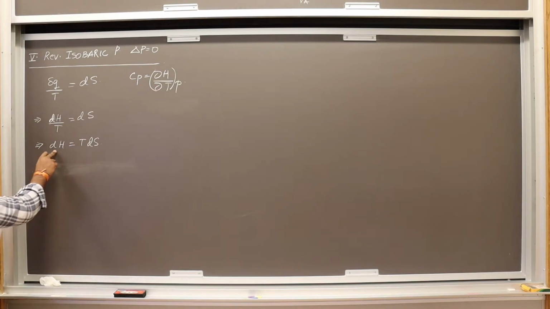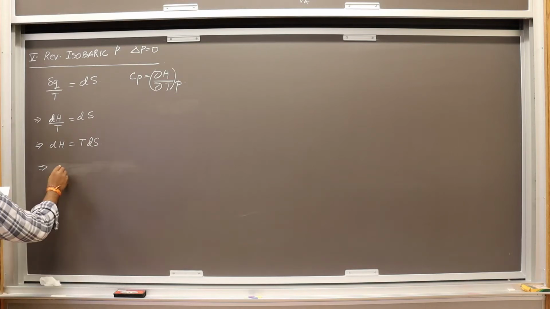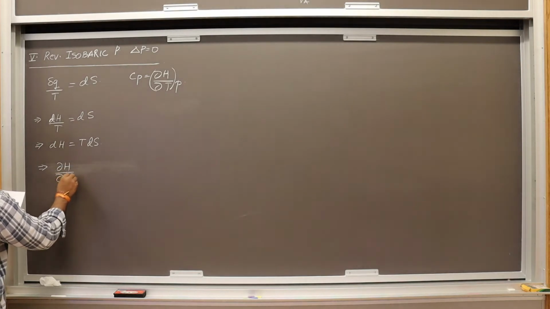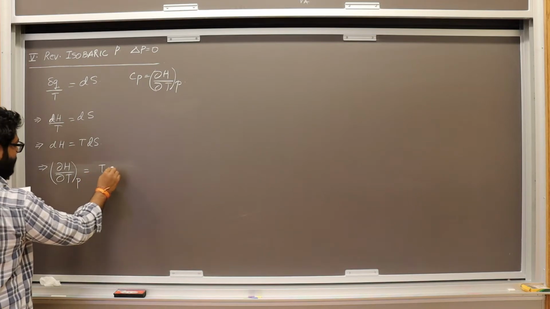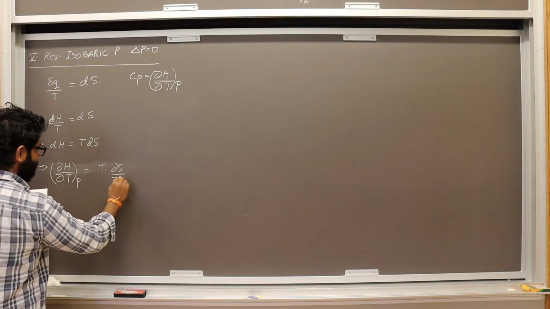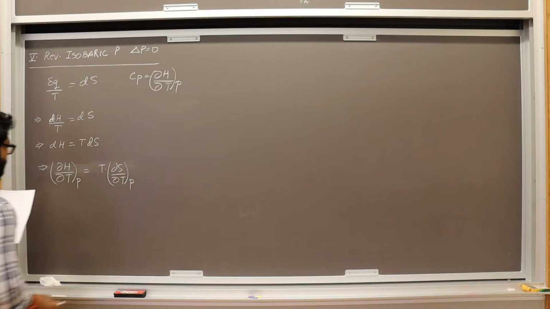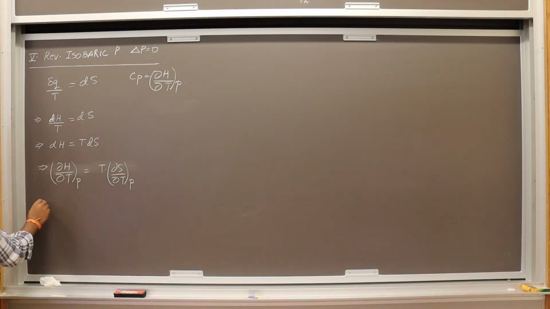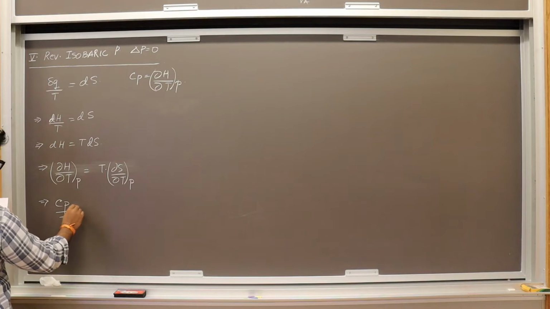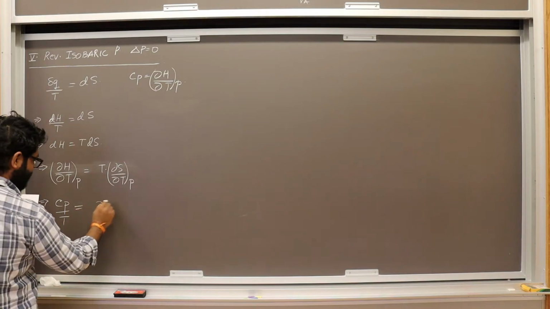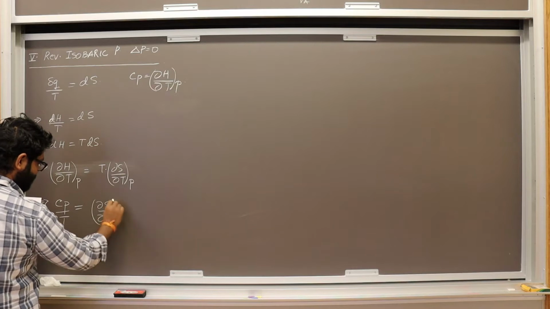Okay, so now when you have dH is equal to TdS, you just got this T to the other side, and then you differentiate both sides with respect to temperature at a constant P, because this is an isobaric process. This becomes del S by del T at constant P. Now this del H by del T at constant P is basically Cp, right? So you have Cp, you bring this T to this side, this becomes del S by del T at constant P.